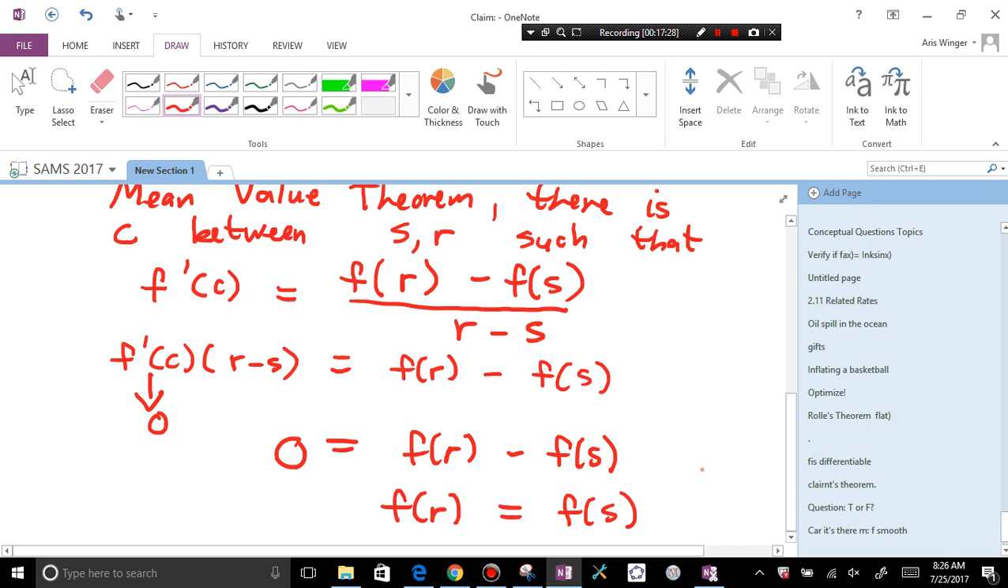And what do we say about r and s? Did we say anything special? r is greater than s, but did we say anything special? Nope. Nothing special about r and s. You give me r, you give me s, f of r and f of s are the same. We didn't say anything special about them except that they're different. Any two r and s you give me, f of r and f of s have to be the same. That means f is constant. And thus, f is constant. Right, so that is the proof.